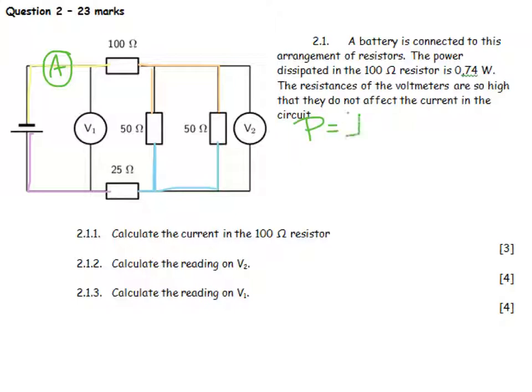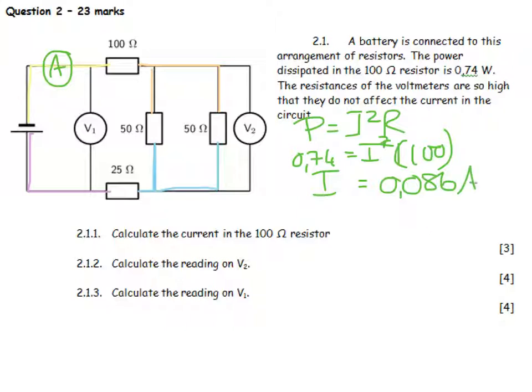Power is equal to I squared R. And the power was 0,74, I squared, and the resistance was 100. And I land up with I being equal to 0,086 amps. Okay, that's probably going to be helpful in a minute. The resistance of the voltmeters are so high they don't count. Okay, what is the current? Oh, we've just worked that out.